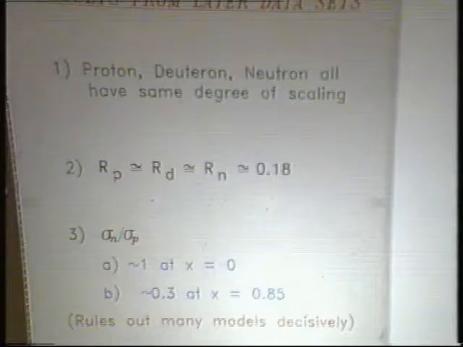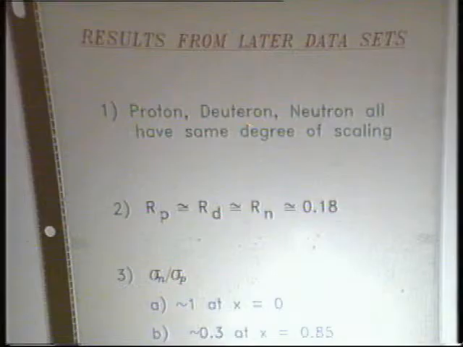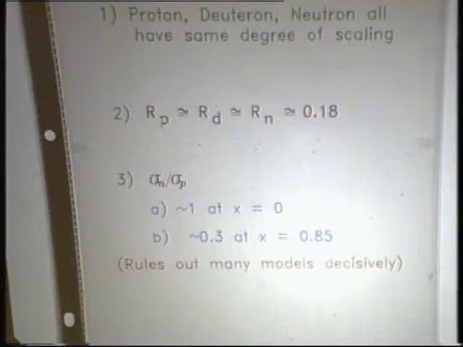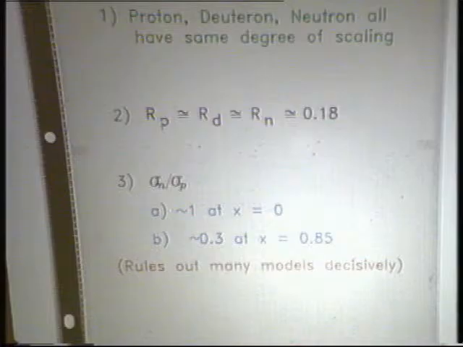And so let me just summarize the results from the later data sets. The proton, deuteron, and neutron all had the same degree of scaling. The R parameters for the proton, deuteron, and neutron were all roughly equal. They could be summarized by being roughly about 0.18. And this was really very unexpected in a certain sense because it was approximately 1 at x equals 0 and 0.3 at x equals 0.85. And this ruled out many models decisively.